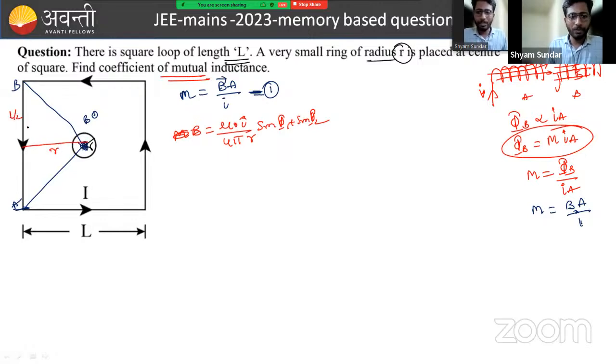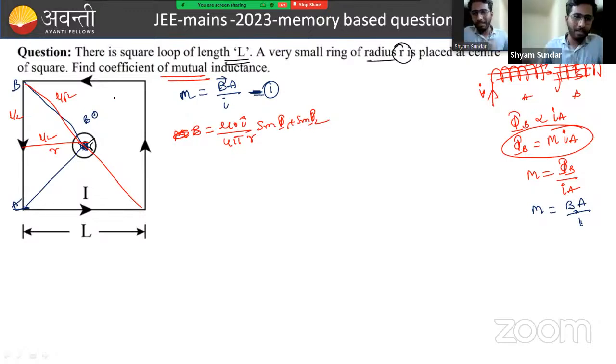It will become L by 2. This is completely diagonal, which will be root 2 times L. Half of it will become L by root 2. This is L by root 2. This is obviously L by 2, up to this position, L by 2. Okay, R value will become L by 2.